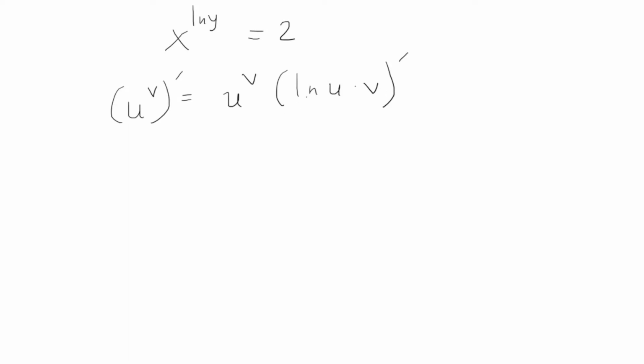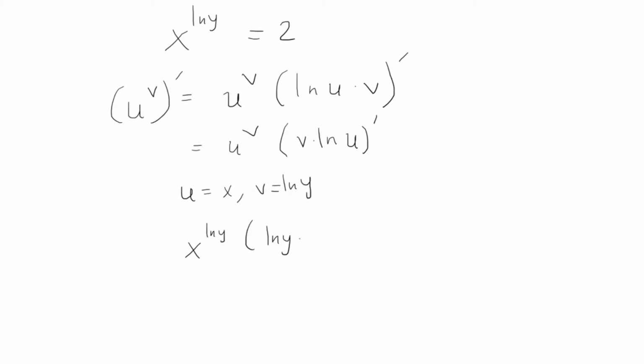In this case, you have the derivative of u to the v. You can think of this as u to the v multiplied by the derivative of v times ln of u. So this v is not part of the ln of u. For us, u is going to be x, and v is going to be ln of y. So we're just going to plug it in here. We have x to the ln of y times the derivative of v, which is ln of y, and then multiply that by ln of u, which is ln of x.